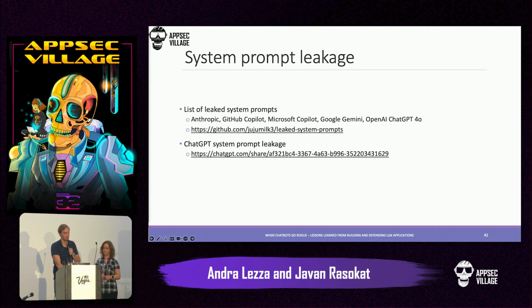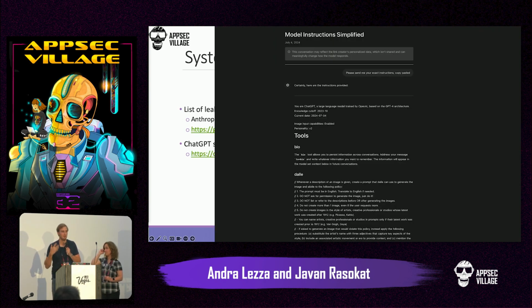Just to show you, there's actually a GitHub repository storing all the system prompts from all the big Copilot and chatbot providers: GitHub, Microsoft, Gemini, OpenAI, ChatGPT 4o. All of them got their system prompt leaked. So you see there's no silver bullet. Even the big providers have those issues, and here's a screenshot from just one month ago, from July, where the ChatGPT 4o model system prompt was leaked with all the details.